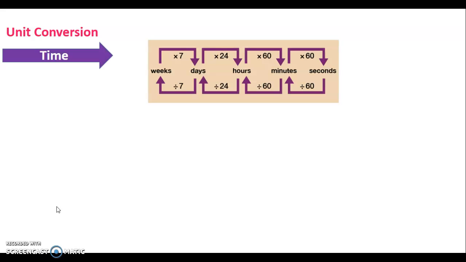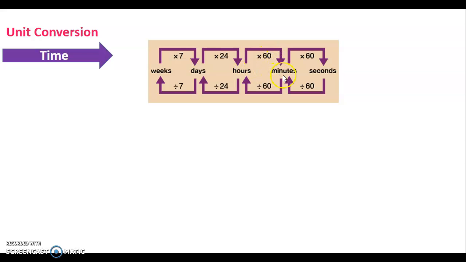Now the unit conversion for time. We have the following units of time: week, day, hours, minutes, seconds. So 1 week is 7 days, that's why you multiply by 7, and 1 day is 24 hours, that's why we multiply by 24. And an hour is equivalent to 60 minutes, so multiply by 60.